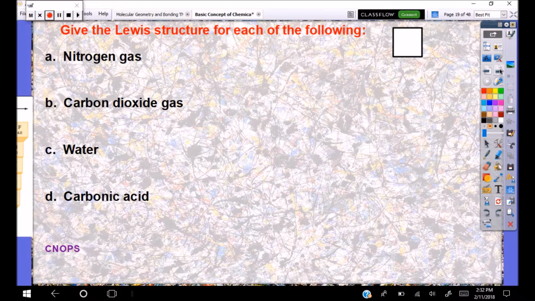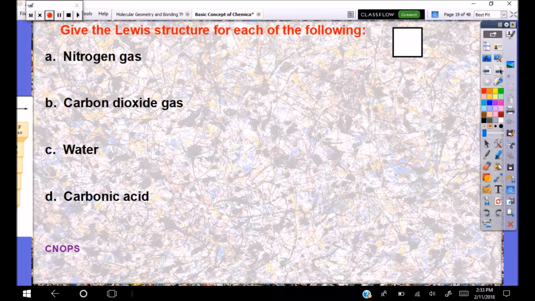All right, so let's do some practice drawing. One other thing that's good to know is CNOPs. Kind of looks like, or sounds like, Cyclops. CNOPs, those are the 5 elements that typically form double bonds. There are a couple exceptions when we look at some of the noble gases.